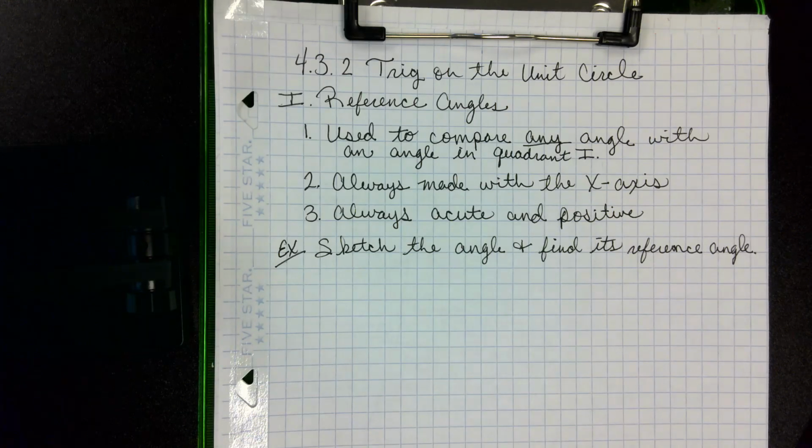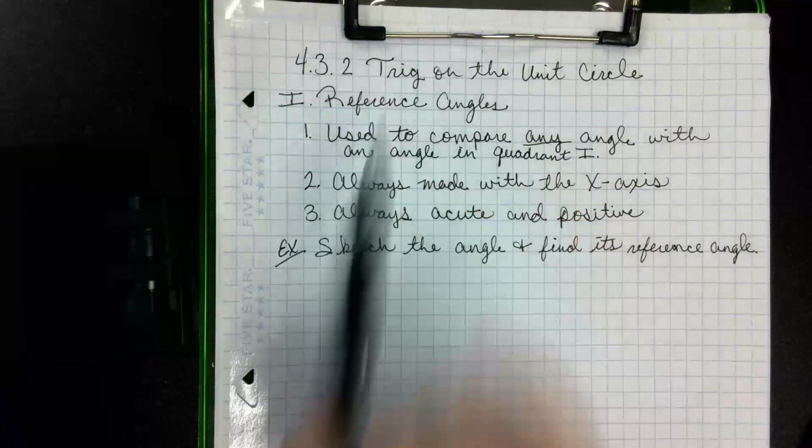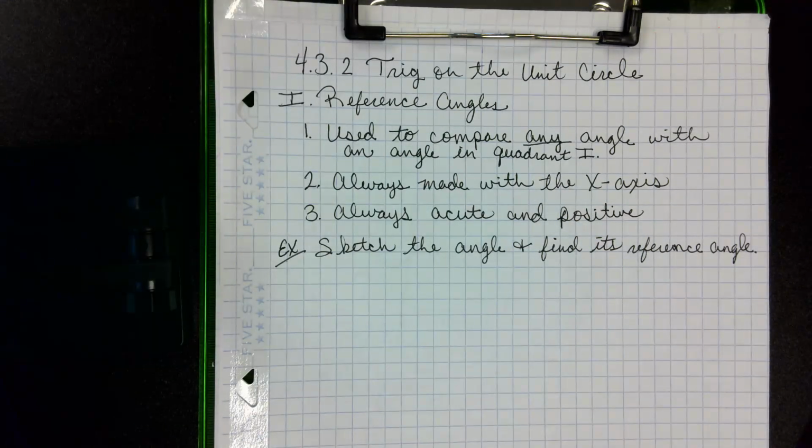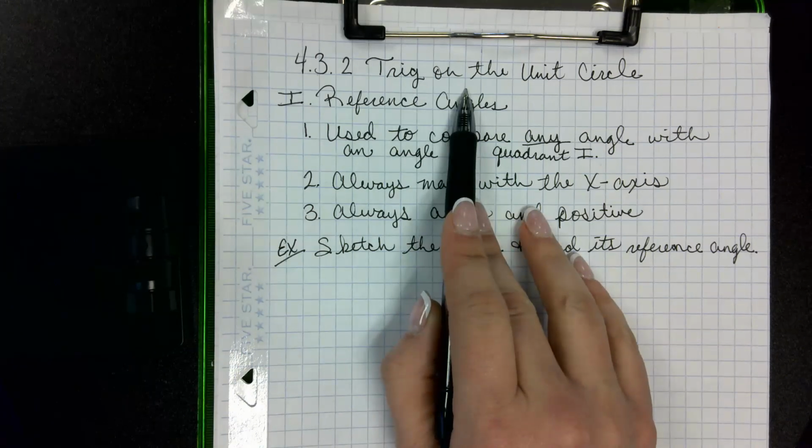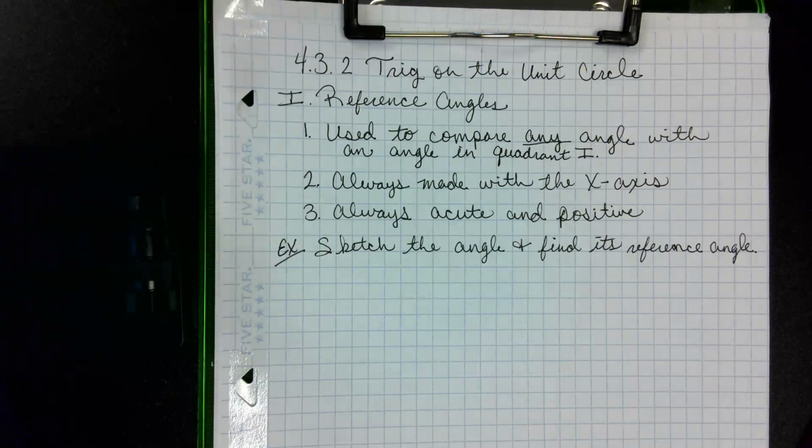All right, so today we're talking about Chapter 4, Section 3, Day 2, because I didn't count Friday's unit circle as a day, so this is Day 2. Don't forget the reference guide. Trig on the unit circle is still what we're doing. Part 1, which really is only one part 1.